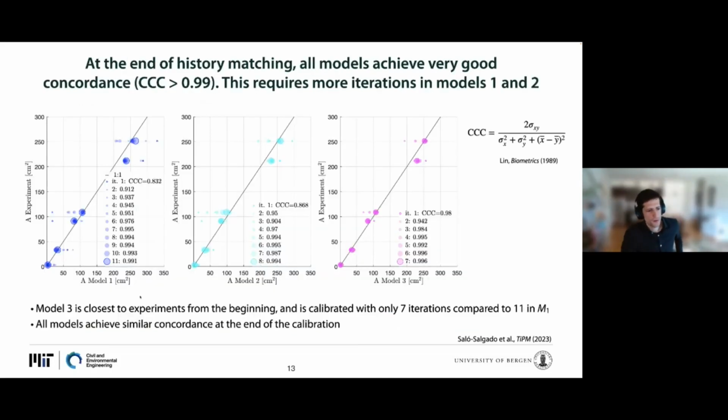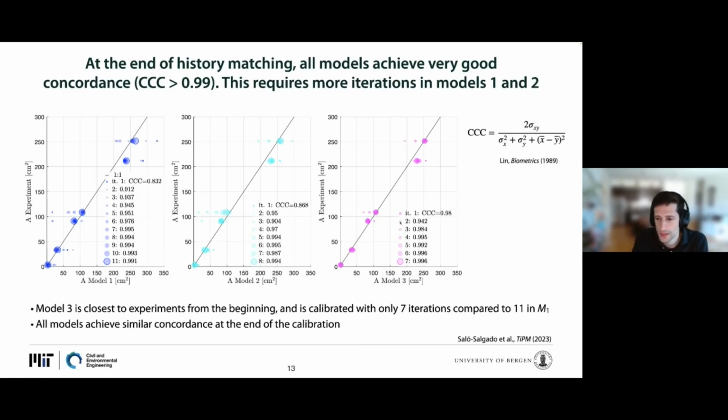Here you have an overview of the calibration process. What I'm showing in this slide are 3 concordance plots obtained for model 1, model 2, and model 3. And there are essentially 2 things that I want you to notice in this figure. So first of all, model 3 was already, for all the different aerial quantities that we used for history matching, already pretty close to the experiment from the beginning.